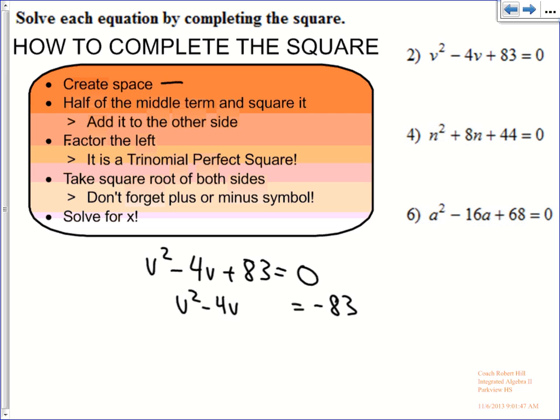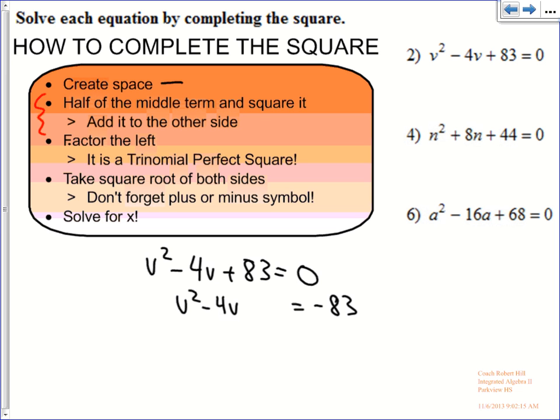Then the second step is where I take half of the middle term, because I said only pick ones that are even. Could you pick one that's odd? Yeah, it was just going to be a fraction, and the fraction ones are easier to work using the quadratic formula. But what's the easiest method of any of it? Don't forget to check if it would factor. We've already decided it doesn't factor.